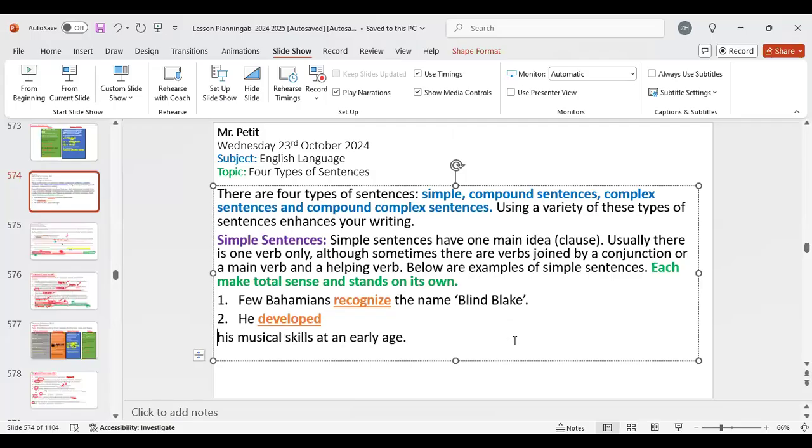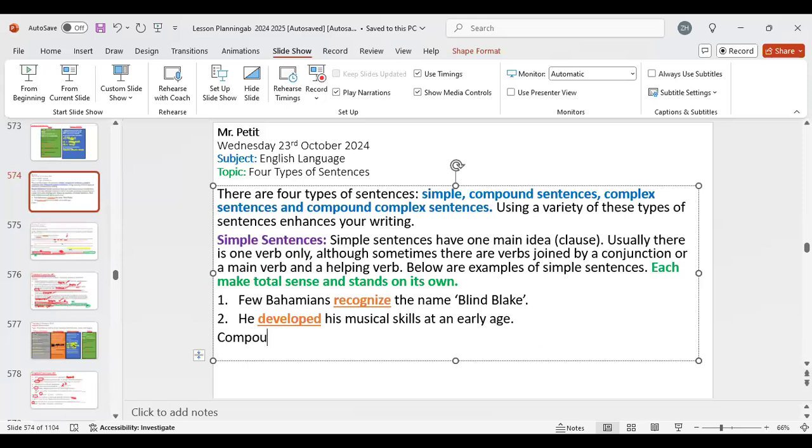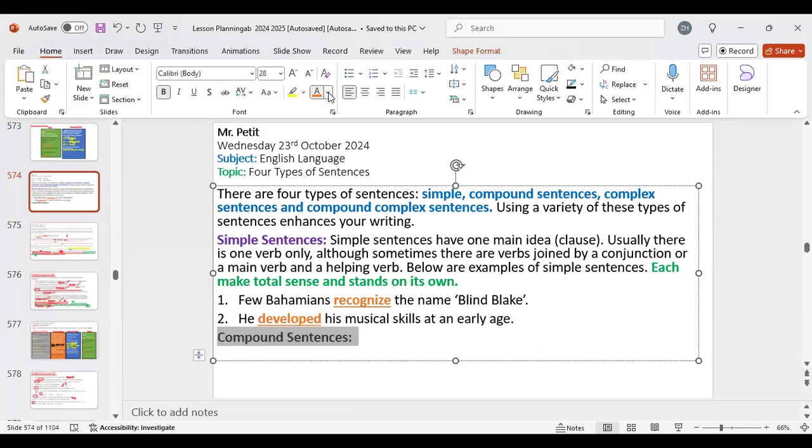So let's go into compound sentences. We already know what simple sentences are. Let's talk about compound sentences, because you can't just have your essay full of simple sentences. That's not good. You have to show the reader that you are mature enough to write compound sentences and even complex sentences. So what do we know about compound sentences?